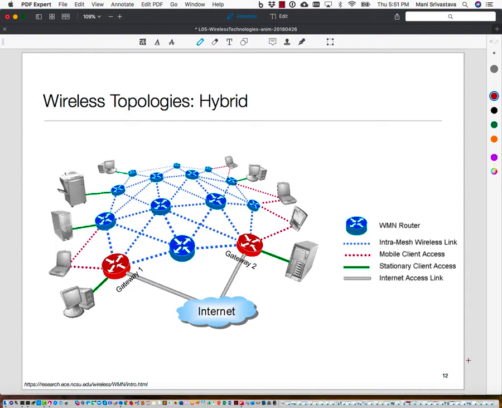So this hybrid model is the one which perhaps is the most relevant for us, even though that's not what we are targeting in this course, but I just wanted to bring this out. And let's stop at this point.